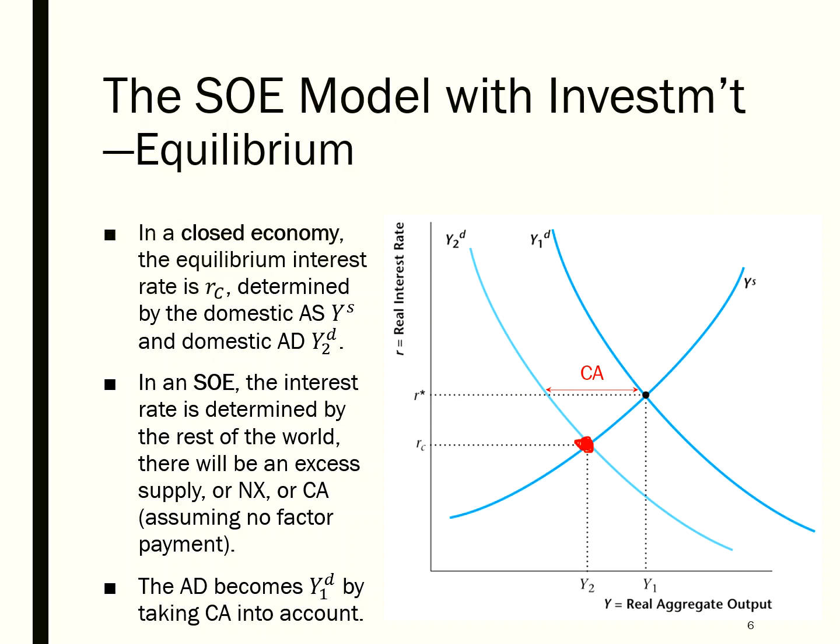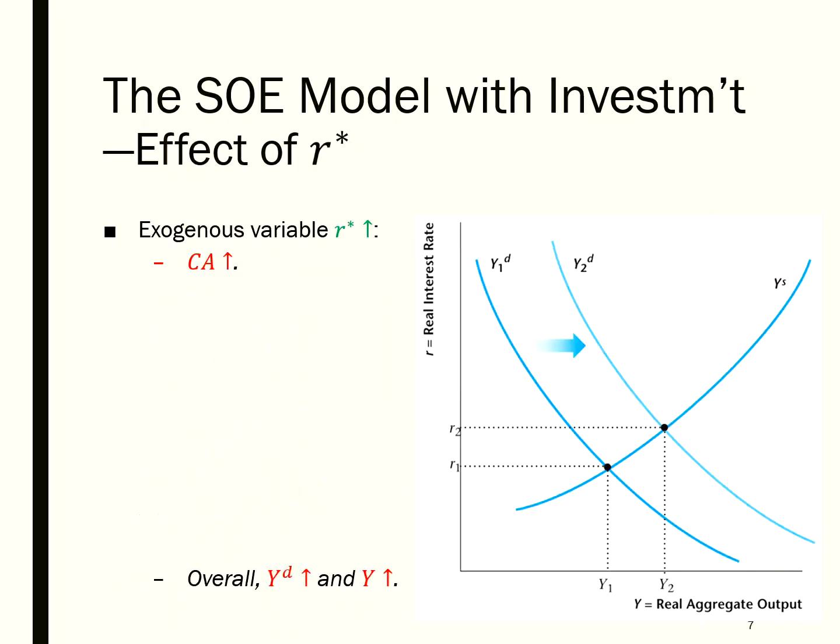The first analysis would be the effect of a change in interest rate, which is now an exogenous variable determined by the rest of the world. This is very similar to the previous slides when the economy opens up and when the domestic interest rate is lower than the world interest rate.